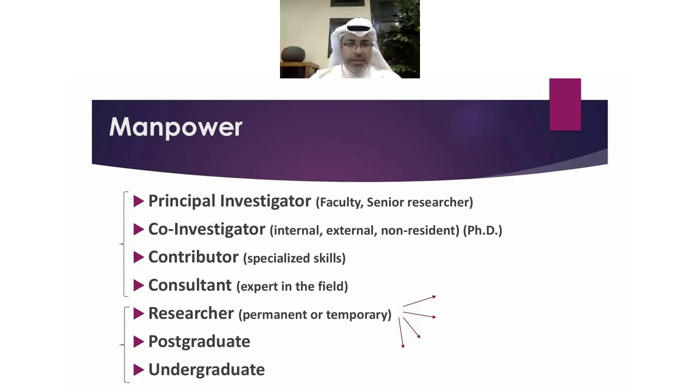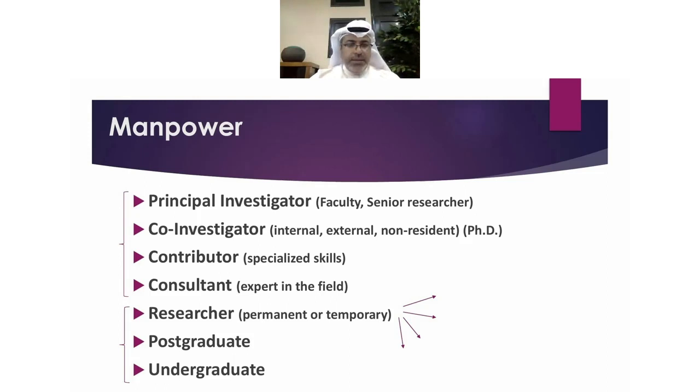The investigator is the one responsible for the project. The researchers are the ones working on the project. So the first four here are the investigators. The PI, the principal investigator, is the person responsible for the project. He should have the highest responsibility. Usually he's a faculty member at a university or a senior researcher at a research institute.